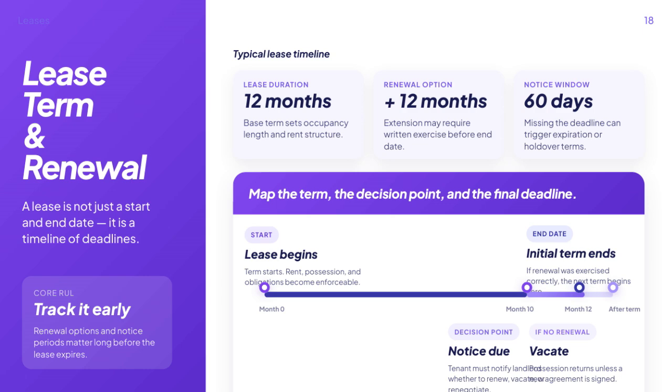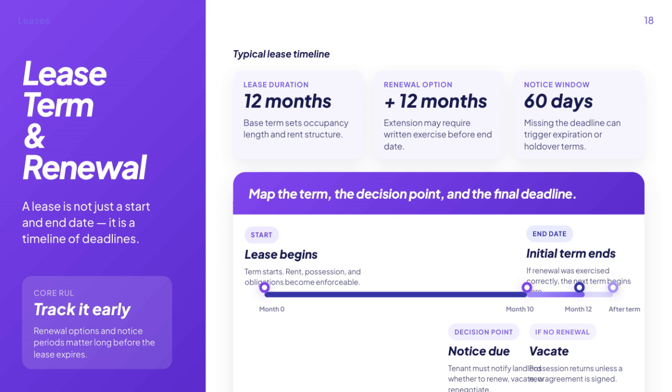Looking at a typical lease timeline, you have the base lease duration, often 12 months, which sets the length of occupancy and the rent structure. Then there's the renewal option, which might add another 12 months. But to take advantage of this extension, you usually have to provide written notice before the lease end date. A key piece to keep in mind is the notice window, often about 60 days before the lease ends. Missing this deadline can lead to the lease expiring automatically or result in holdover terms, which might be less favorable.